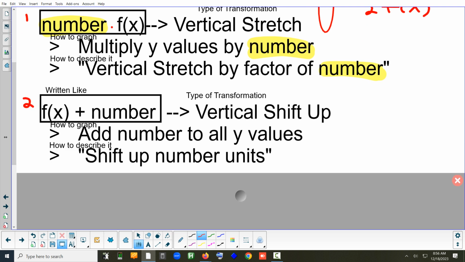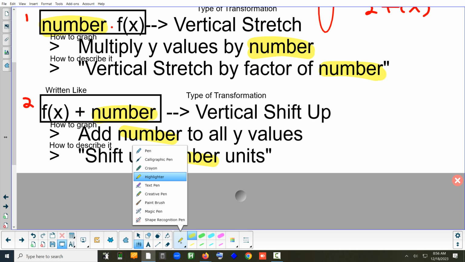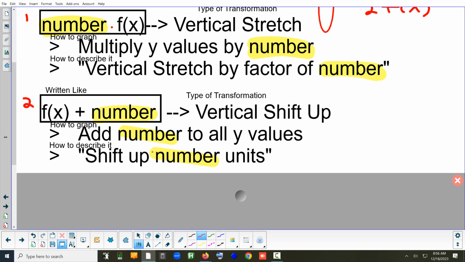And the way you would describe it is you say shift up, and then you say the number of units. So again, this number that you're using here is that number there and that number there. Let's say I was thinking of a graph that was shifted up 5 units. I would write this. Putting a +5 on the end means to take whatever graph you started with, think of that as the original, and then you did a +5. It would shift it up 5.